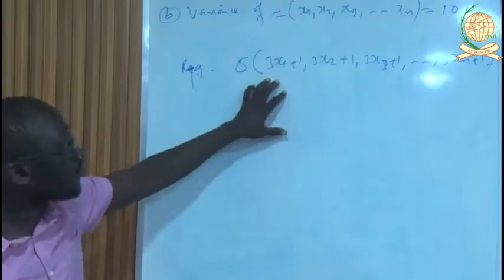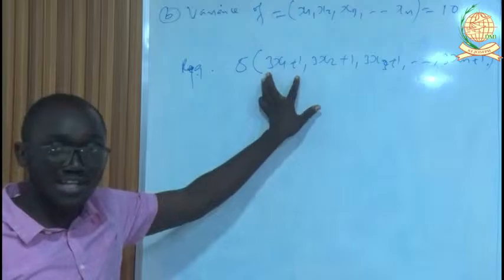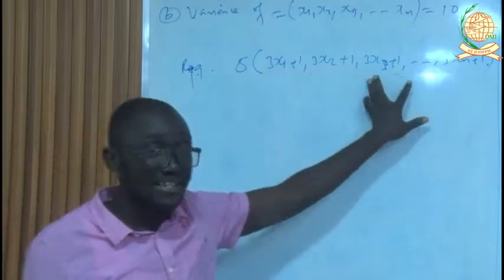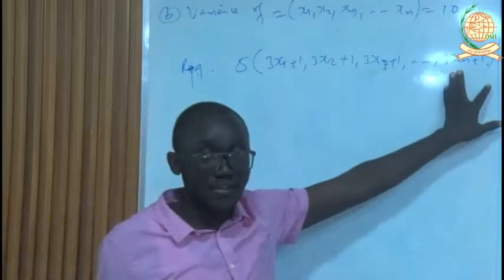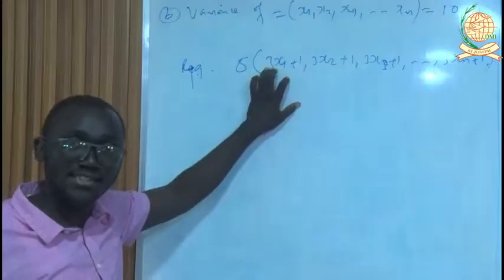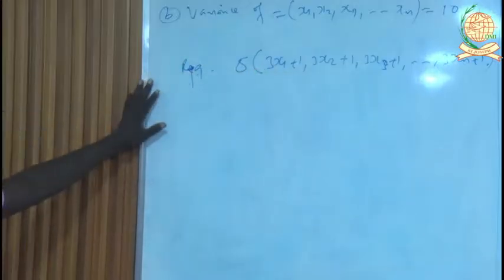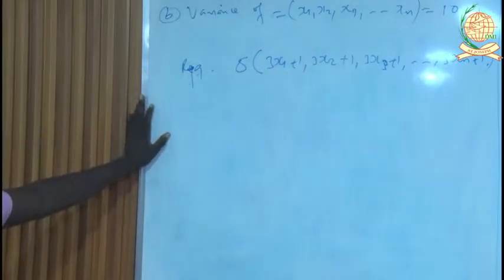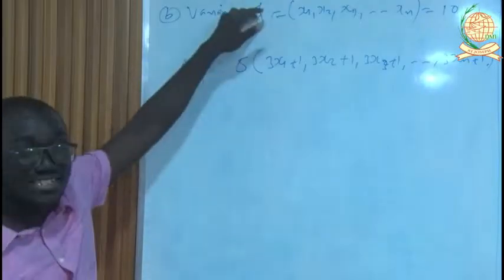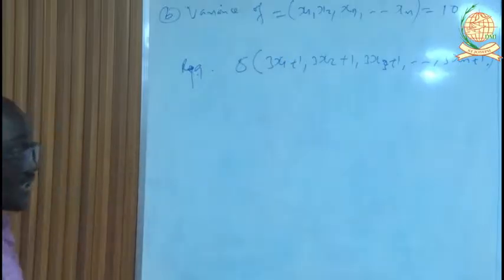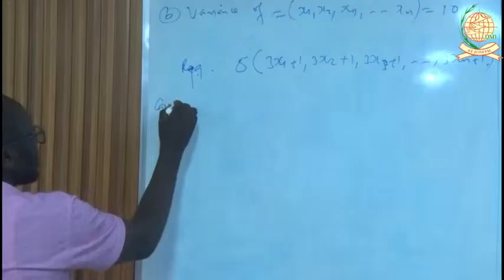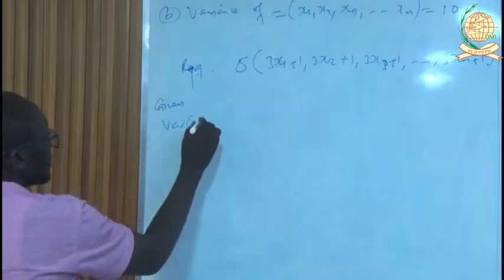So the question needs us to find the standard deviation of data which are 3x1 plus 1, 3x2 plus 1, 3x3 plus 1, up to 3xn plus 1. So you can see the pattern has changed. Each term has 3 times x and you add 1 in each variable. So the question is just simple. You have just to arrange the formula and then use these details to find what you are asked. So you have to start here. You are given the information: variance of x's is 10.